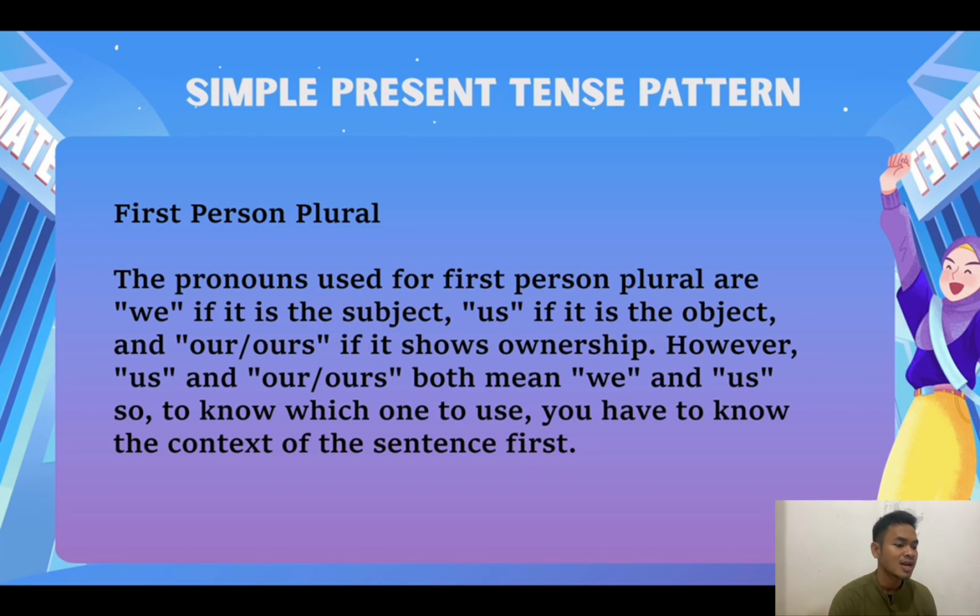First person plural. The pronouns used for first person plural are we, if it is the subject; us, if it is the object; and our or ours, if it shows ownership. However, us and our or ours both mean we. So to know which one to use, you have to know the context of the sentences first.